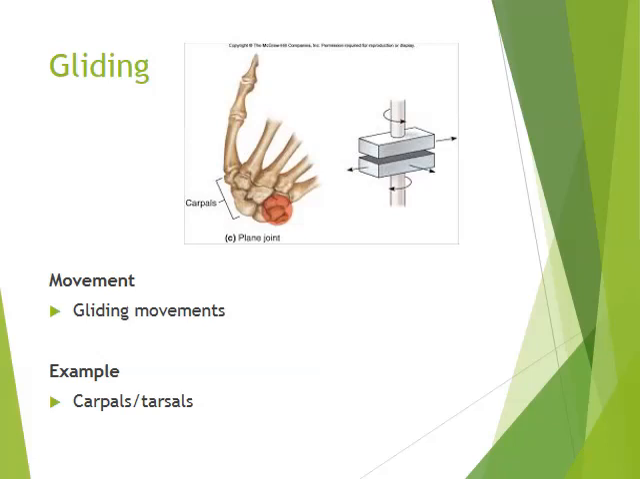A gliding joint is where two bones glide across one another. An example of this is a number of bones in the carpals of the wrist and the tarsals of the ankle.